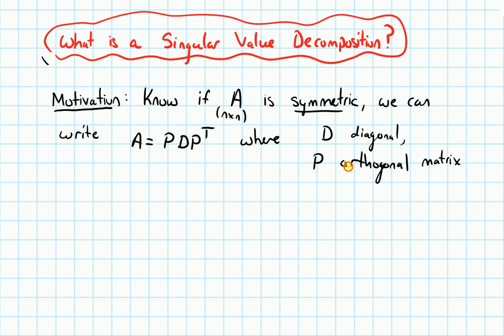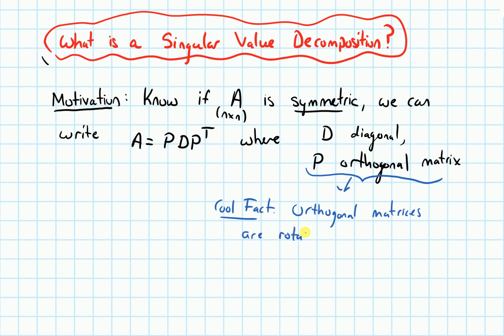So D is a diagonal matrix and P is an orthogonal matrix. One of the reasons why this is useful is because of a property that orthogonal matrices have. So I want to state a cool fact about orthogonal matrices. It turns out that orthogonal matrices are either rotations, matrices that perform rotations, or reflections, so if you reflect across a line, or combinations of the two.